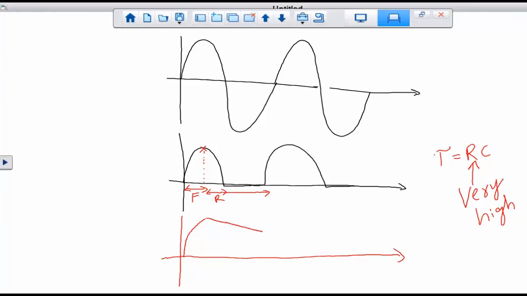So either you use a very big capacitor, that's usually the purpose, as I mentioned before, you use a very big capacitor to just do that. And once it hits the next positive half cycle, then it's going to charge again, and then it will effectively discharge.